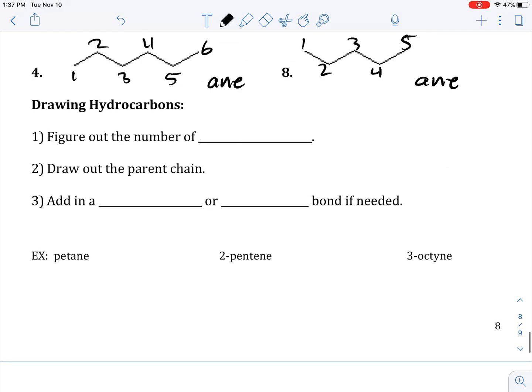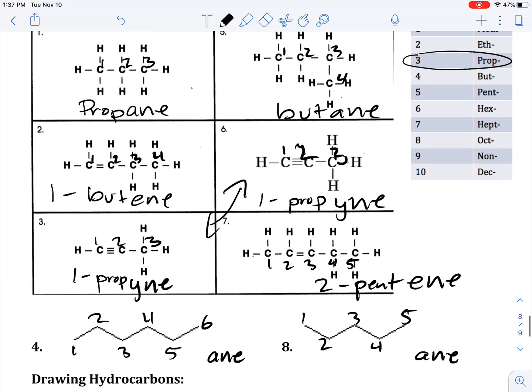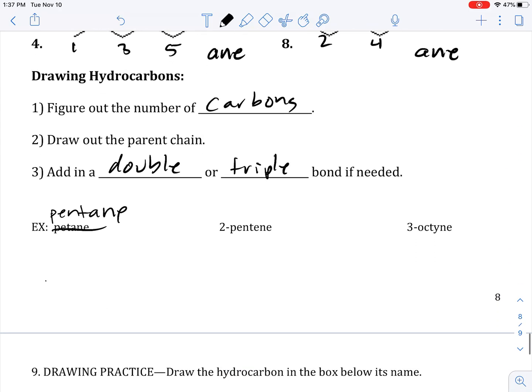Okay. So when we draw them, what you do is you figure out the number of carbons, draw out the parent chain, and then add in a double or triple bond if needed. Okay. So there's obviously more complex compounds we could get to, but we're just going to do simple ones. So pentane is, this should be pent. Pent means 5 carbons. Okay, so for this one, there's going to be 5 carbons.